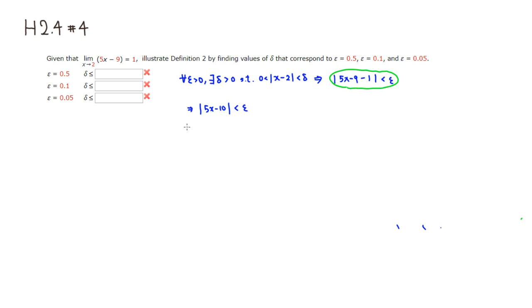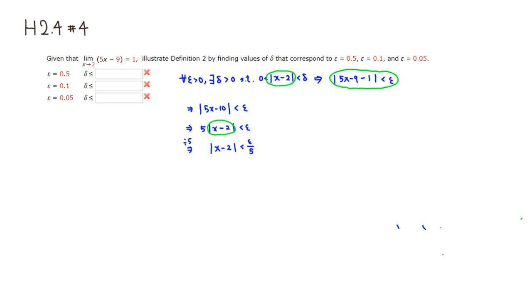Since 5 is in common, I'm going to pull 5 out, so 5 times the absolute value of x minus 2 is less than epsilon. Then we notice that this is actually what we're interested in: the absolute value of x minus 2. Therefore, I'm going to get rid of 5 by dividing through by 5. So the upper bound is that the absolute value of x minus 2 is less than epsilon over 5.